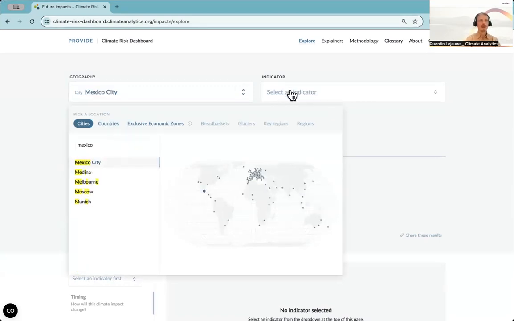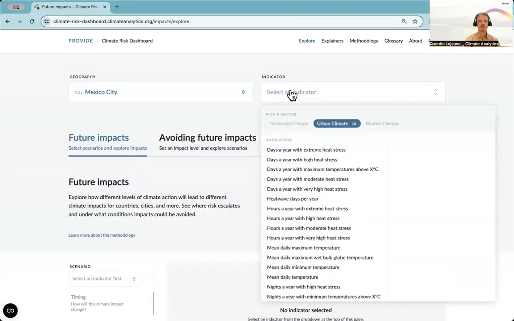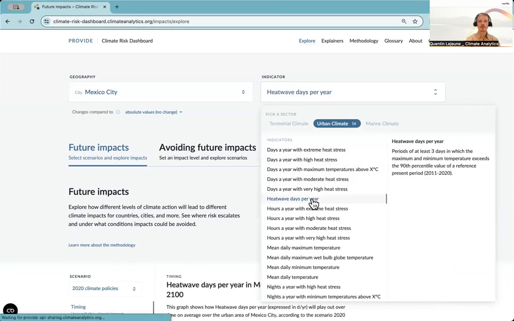Then let's select an impact indicator among those offered for cities. You can see the full list in the drop-down menu accessible for the urban climate sector. Let's select heatwave days per year. You can check the exact definition of this indicator by hovering over its name.